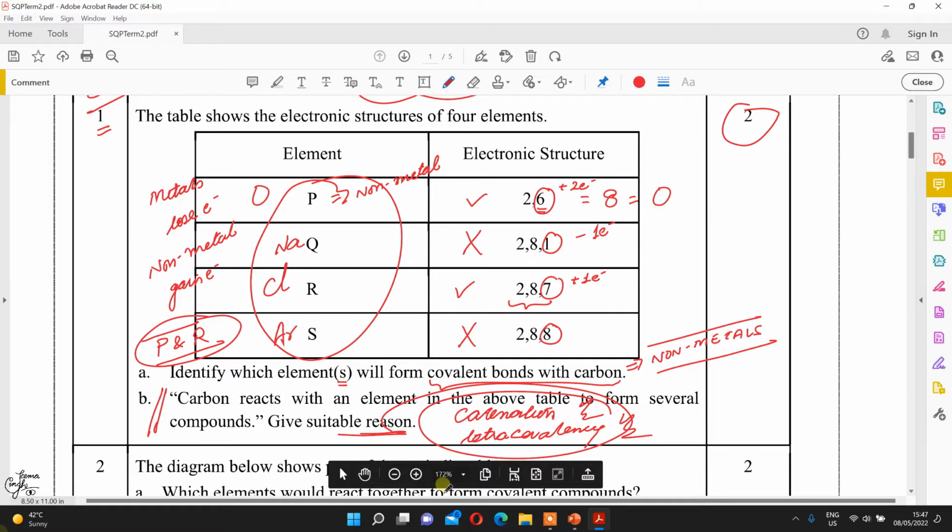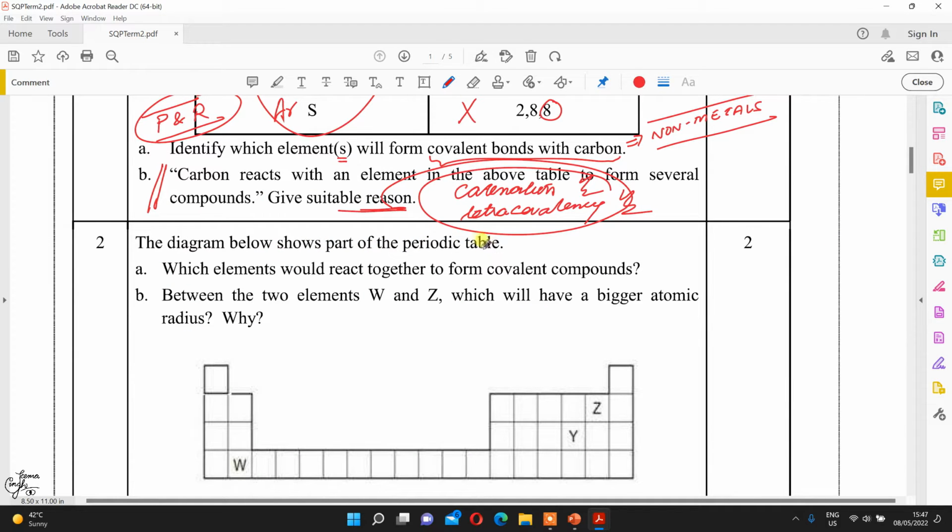Moving on to the next one. It shows part of the periodic table. The moment you read the words periodic table, you will think that it is from periodic classification of elements. Look at the first part. Which elements would react together to form covalent compounds? So you know the elements have to be 2 non-metals. You all know on the left hand side of the periodic table you have metals.